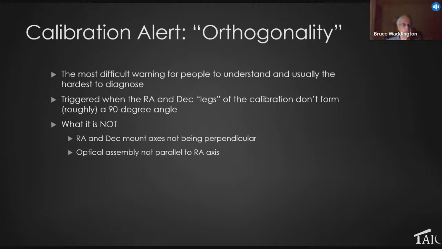And it also doesn't mean that the optical axis of the main telescope isn't parallel to the RA axis. When that happens, that is referred to as orthogonality error. Unfortunately, it's ambiguous. That's not what we're talking about. All we're talking about is what is the angle that's formed between those two RA and deck legs of the calibration, and is it not a 90-degree angle?